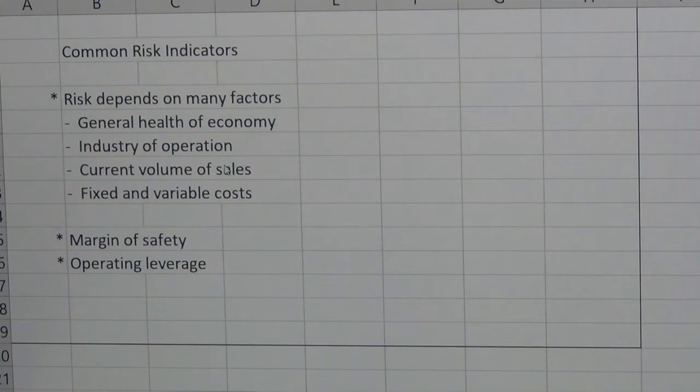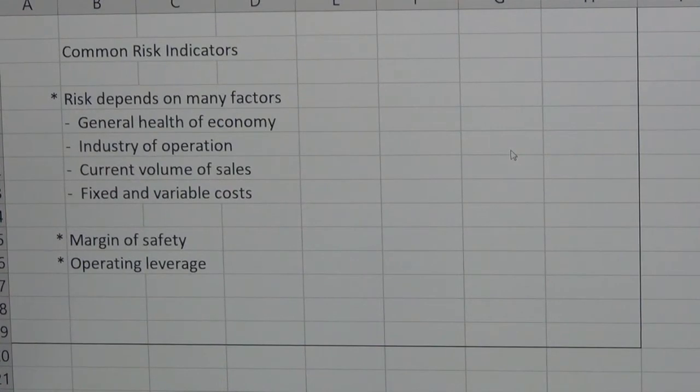The industry of operation, what industry are you in? Today, if you're in the medical industry, I think things are looking okay for you. You're going to be very busy over the next few months, if not years. The current volume of sales, probably less relevant today because things are going to change dramatically over the next few months. And then your makeup of fixed and variable costs, and really that's going to be related to the operating leverage, but we're going to get to that later.